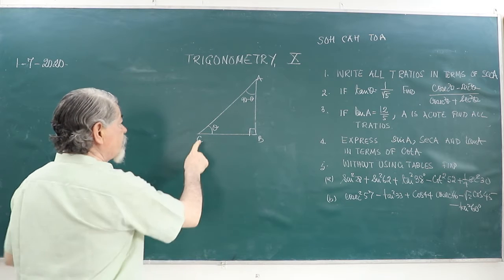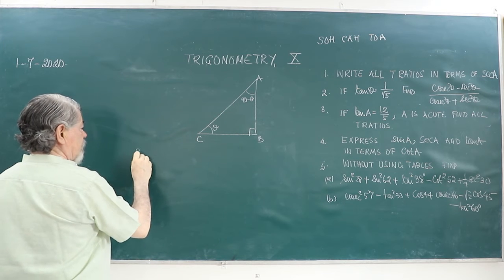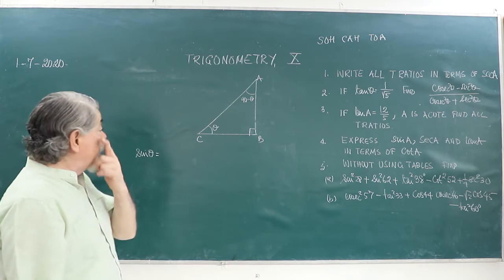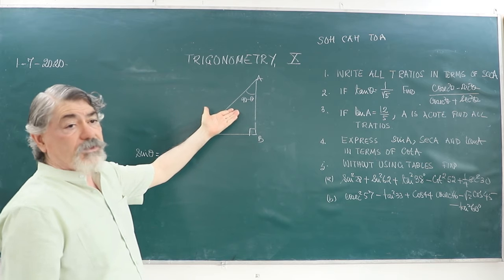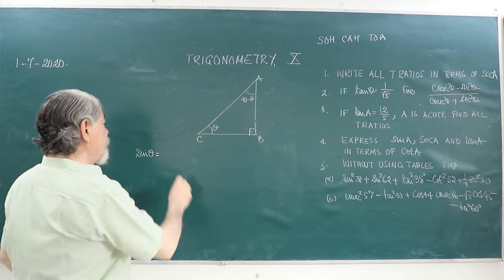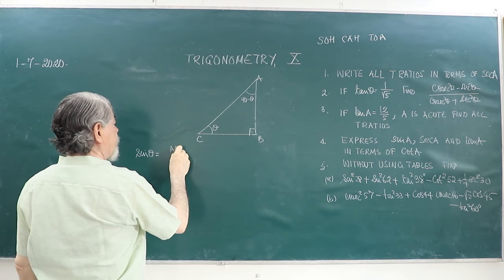Suppose I calculate sine theta here. We know sine theta is perpendicular upon hypotenuse, so here it will be AB upon AC.